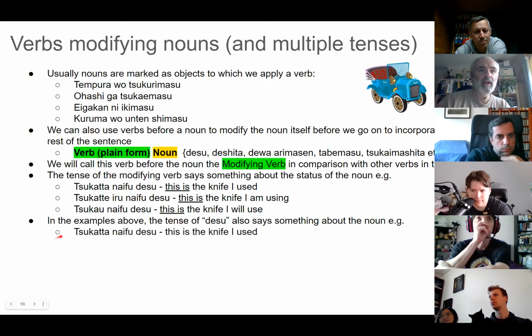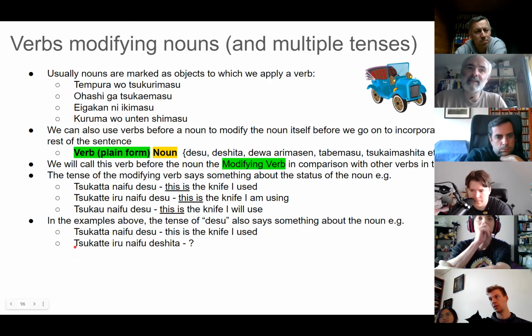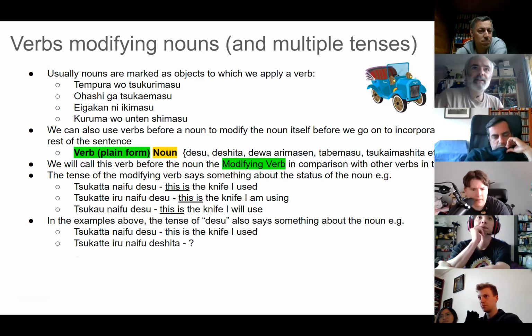For example, tsukatta knife desu, this is the knife I used. So here desu is in the present and affirmative. This is in the past. But what about if I was to say tsukatte iru knife deshita? How does that change the meaning of the sentence? This was the knife I was using. Right, this was the knife I was using.